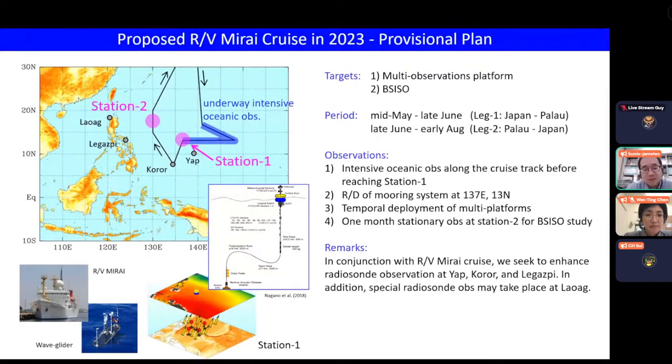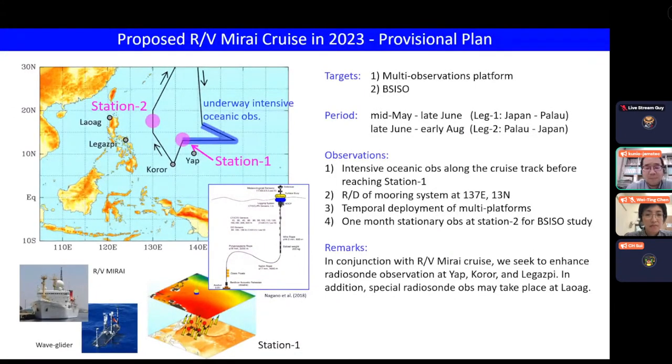So hopefully, as long as we can get enough ship time, we want to deploy in those areas for about one month. At that time, we also intend to deploy the wave glider, as I showed for our Palau cruise. And we also request collaboration with the similar maritime countries, as we did for 2020, with the stations at Yap and Koror in Palau, as well as collaboration with PAGASA in the Philippines.